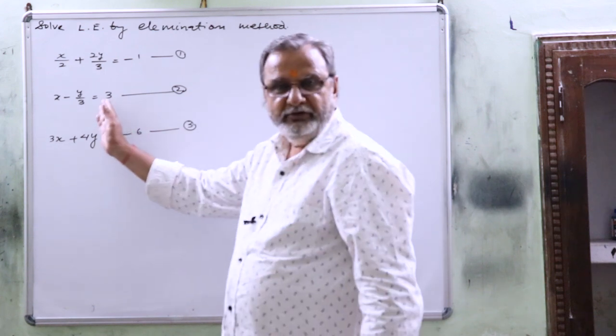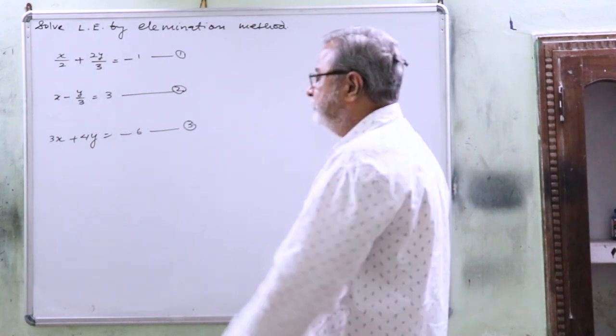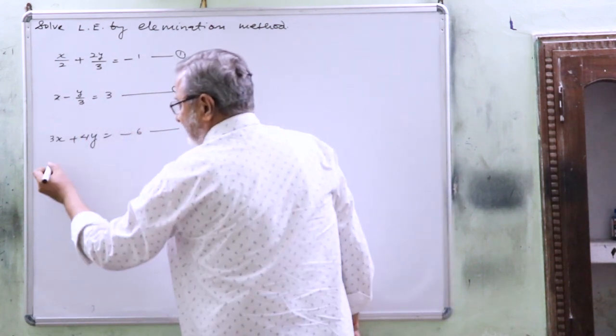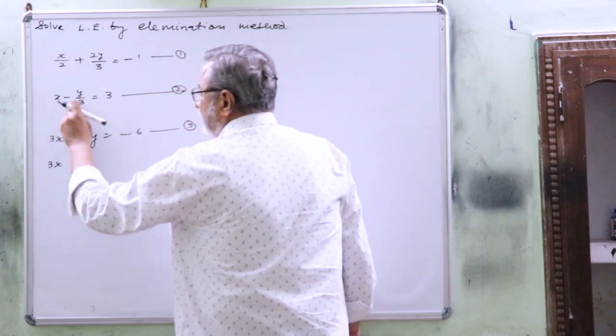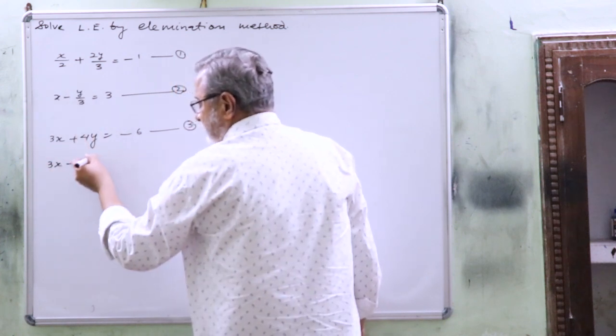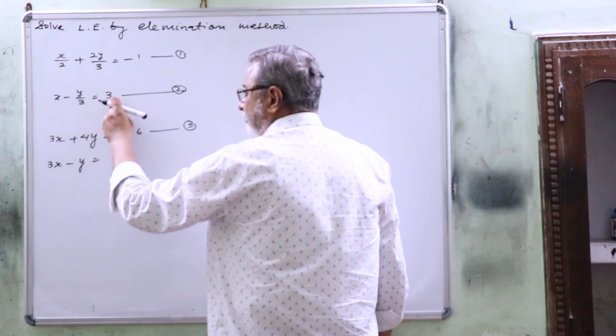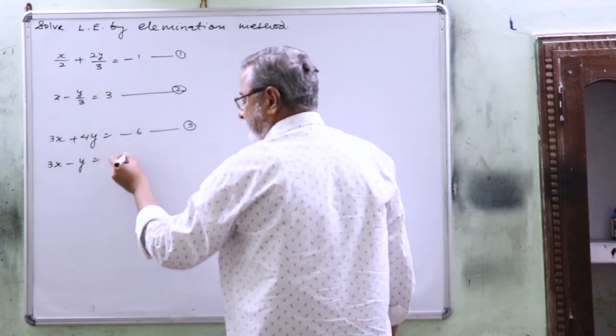Now, take equation number 2. So 3 into x, that is 3x, and minus y, and ultimately 3 goes to the right side for multiplication, so 3 times 3 is 9. It is equation number 4.